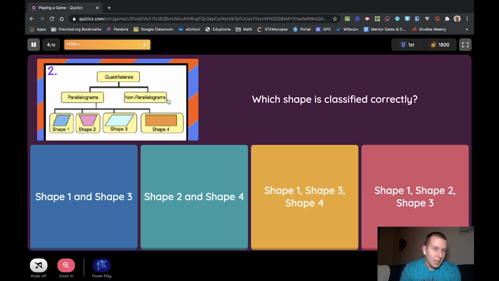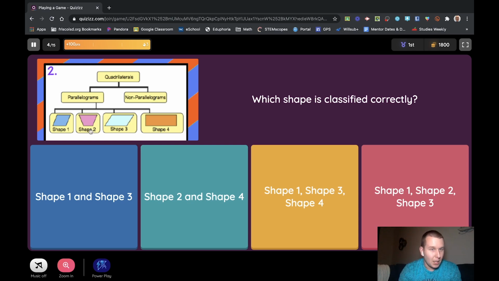So shape 1 is under parallelogram. So we would have to think that this is a parallelogram. It seems like this side and this side are parallel to each other, and this side and this side are parallel to each other, which is the definition of a parallelogram. Two pairs of sides are parallel to each other, okay? So shape 1 looks good. So we can cross off this answer, okay? But every other option is still in there, okay?